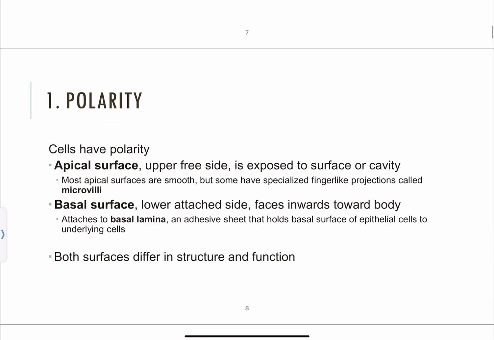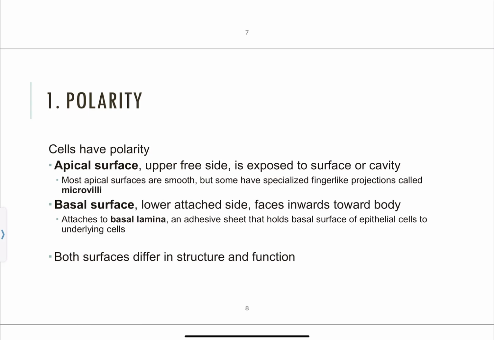So let's first talk about polarity. All of the cells that make up the epithelium, so epithelial cells, have polarity, meaning that they have 2 surfaces, and both these surfaces differ in their structure and their function. The first surface is the apical surface, and this is the one that's exposed to basically an empty space, or to the lumen or the inside of some sort of cavity, to the tubing. So you're always going to see a white area whenever you're looking at epithelial tissue, because it's always going to have this apical surface that's exposed to some sort of opening.